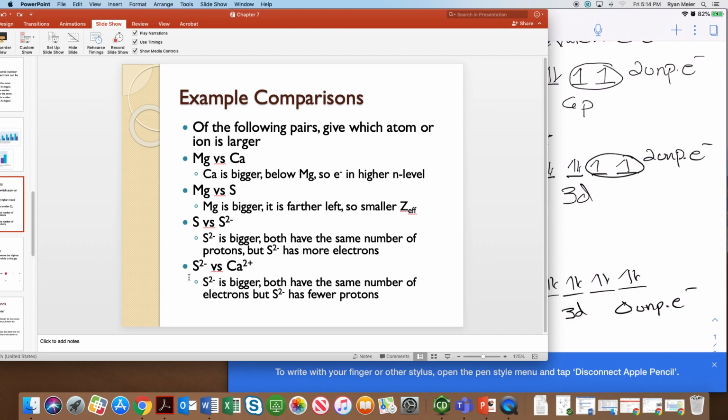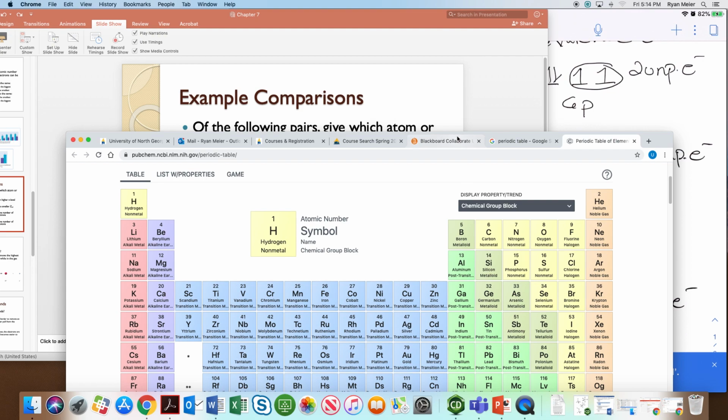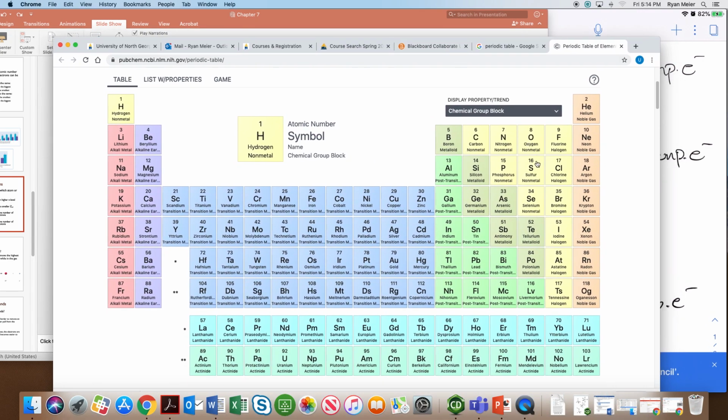All right, now the last question of this, and this is where it gets kind of interesting. We said before, neutral calcium is bigger than magnesium, magnesium is bigger than sulfur, and now we're comparing sulfide, S2-, to calcium 2+. Based on just atom sizes, calcium is much bigger than neutral sulfur, but the ions don't necessarily follow the same trend. So I'm going to go back to the periodic table. Sulfur is right here, element 16. If it gains 2 electrons, electron configuration-wise, it's like argon. If calcium, element 20, loses 2 electrons, it's also going to be like argon.